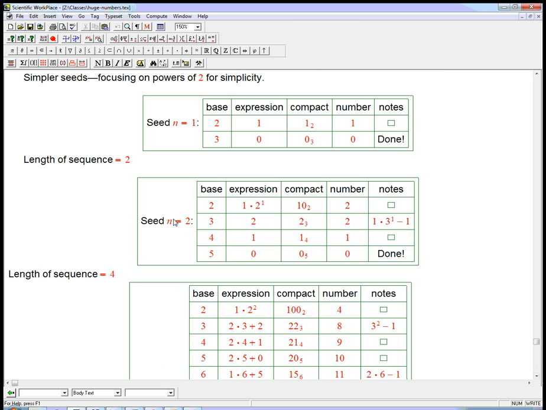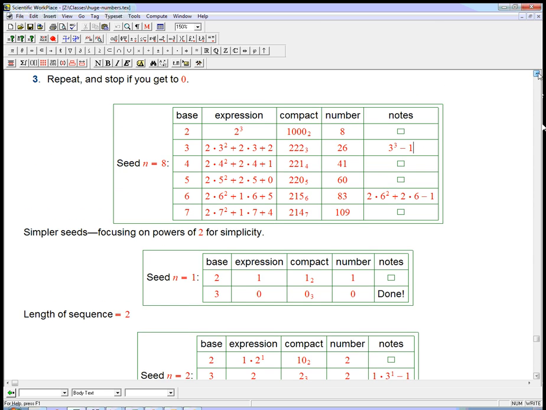Okay, what if we start with seed n equals 2? Oops, let's not distract ourselves with that stuff.